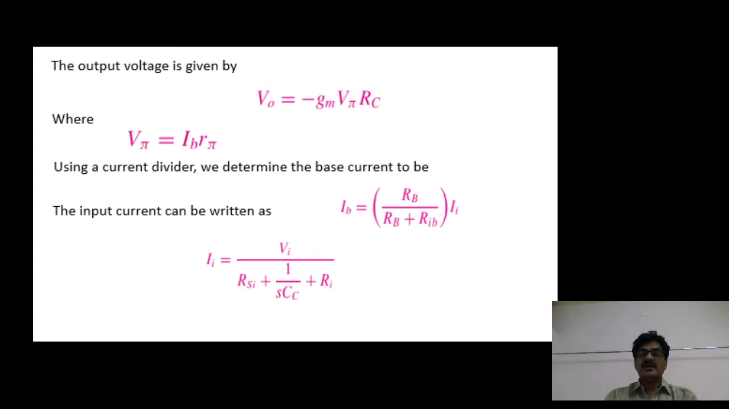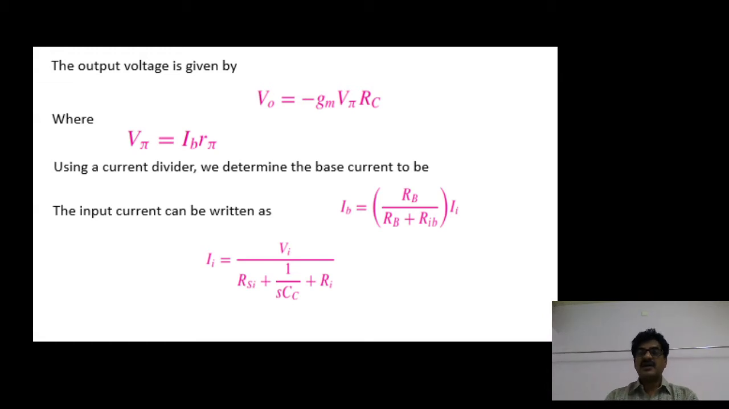The input current Ii, you can write the equation at the input side like this: Vi divided by the resistance. The resistance includes different components like the series resistance, capacitance, and input resistance Ri. Therefore Vi divided by Rsi plus 1 by sCc plus Ri. That is the Ii.